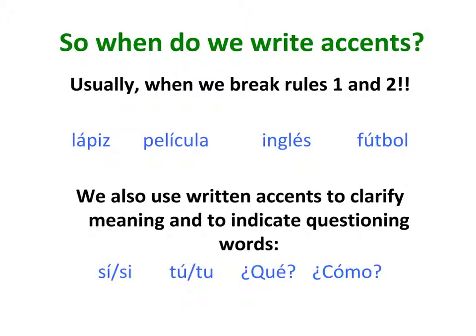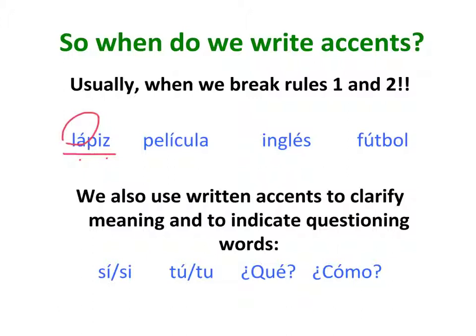So let's start with the word lápiz, for example. Is it a rule 1 word or a rule 2 word? Well, it ends in a Z, which is a consonant other than N or S, so it's a rule 2 word. So the stress should fall on the last syllable. So if the stress fell on the last syllable, we'd say lapíz. But we don't say lapíz, we say lápiz. And therefore we have to write in the accent on the second to last syllable to get lápiz. Let's take a look at the next word, película.